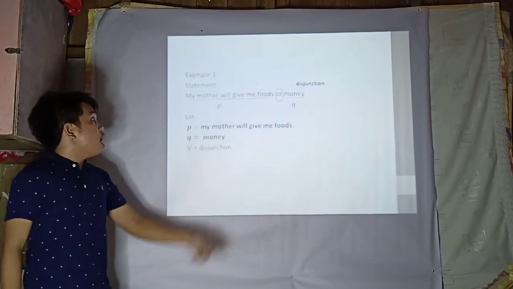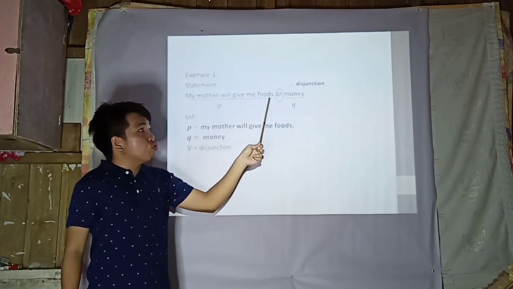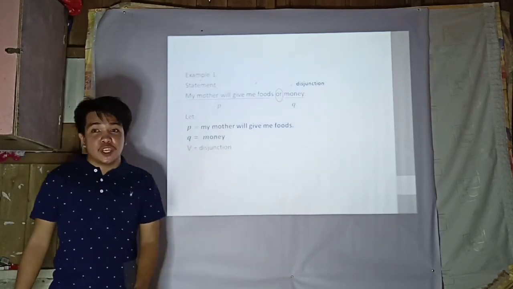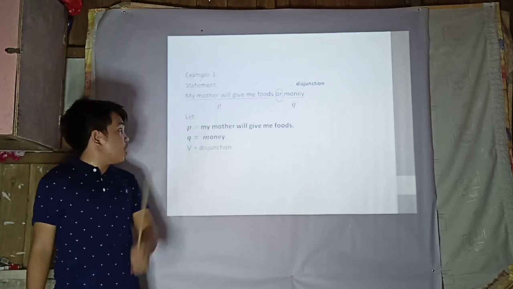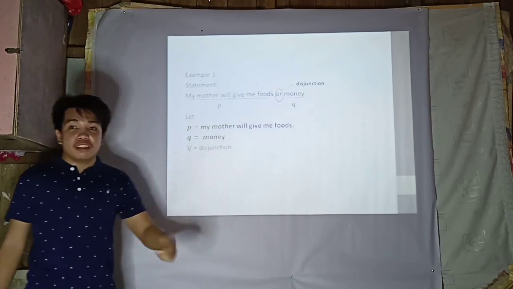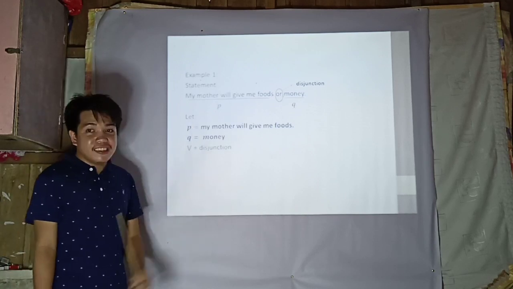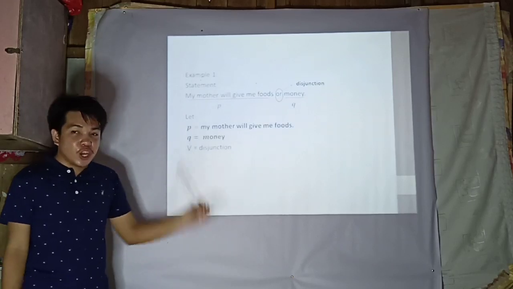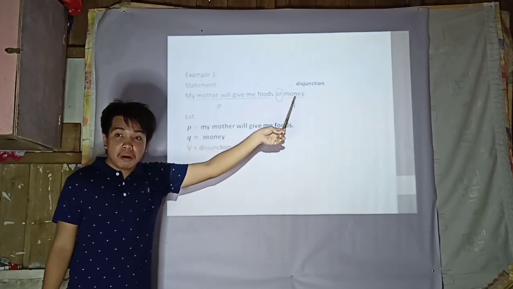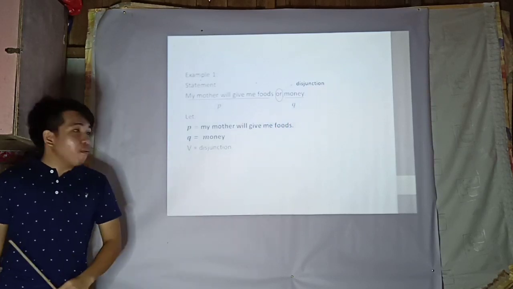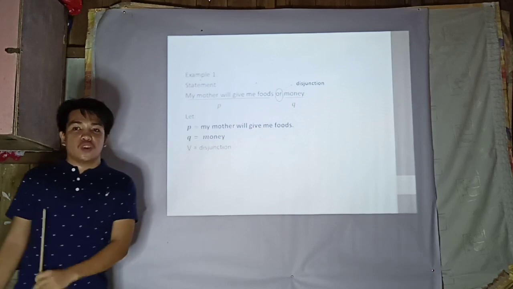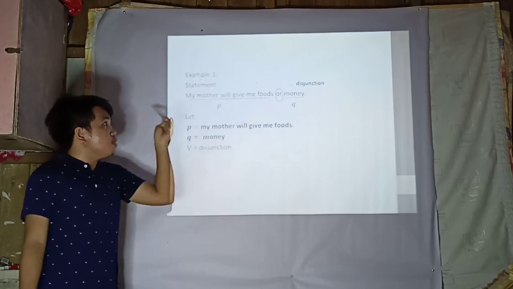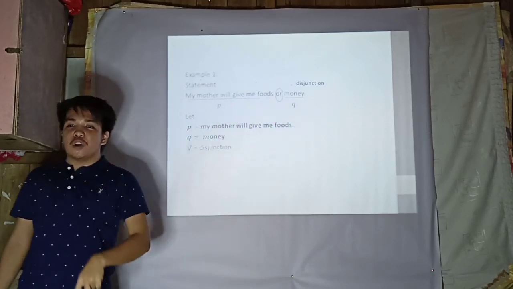Okay, example number 1: My mother will give me foods or money. So follow the procedure that we processed earlier. Let us define the P and Q. Let P be "my mother will give me foods." So this is the P statement. The Q statement is "money." And the logical operator used is disjunction. So the symbol denotes disjunction. So by negating this statement, we go from disjunction to conjunction.